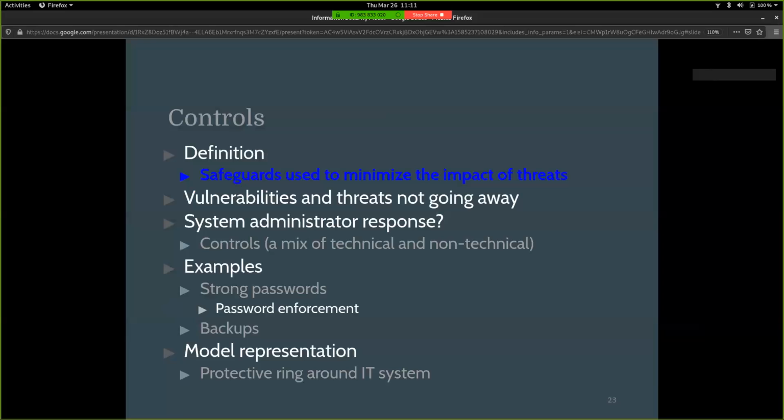So the controls are the safeguards that we're using to try to minimize the impact of those threats, right? Controls are going to help mitigate the risk of a vulnerability against an asset. So again, understand the relationship between all four of these. Typical controls to put in place might be technical, they might be non-technical, right? A non-technical control might actually be the password policy. The technical control might actually be the implementation of that on the system itself.